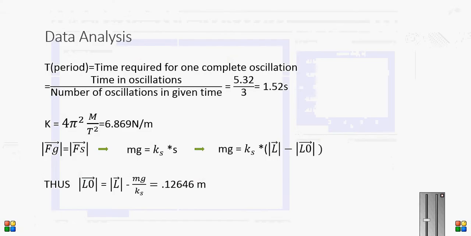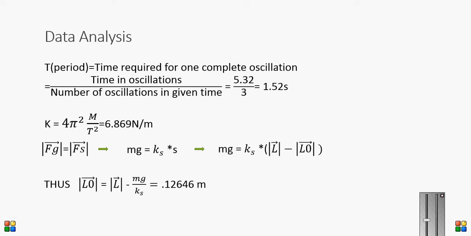In order to solve for the spring force and the spring stiffness, we analyzed the period using the data from Tracker. So our period, or T, is equal to the time required for one complete oscillation, that being the time in oscillations over the number of oscillations in a given time, and that was 5.32 over 3, and that gave us our result. And to solve for the spring stiffness, we needed to input the period into that formula and got a result.